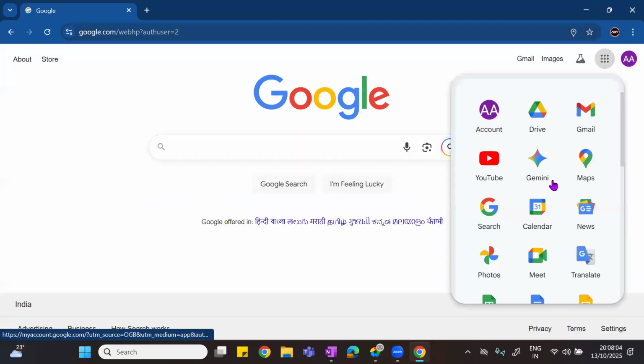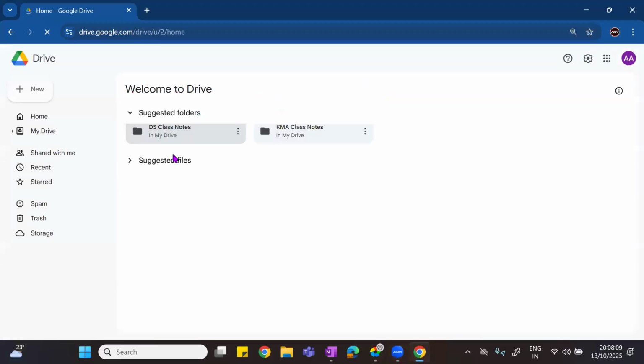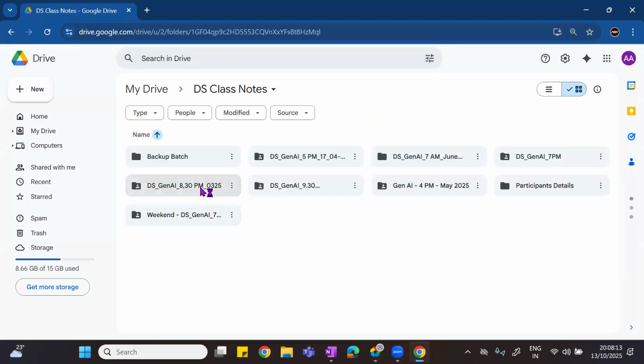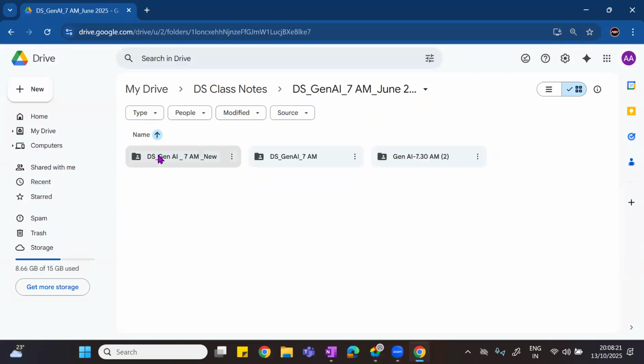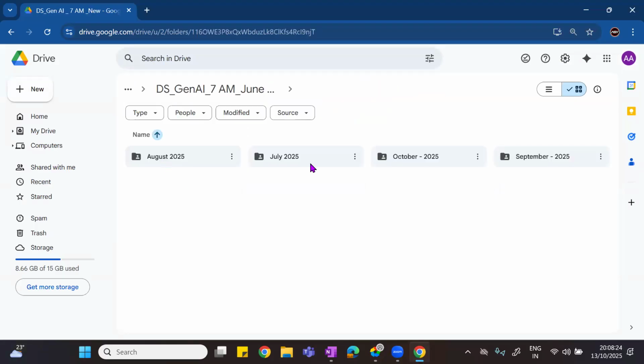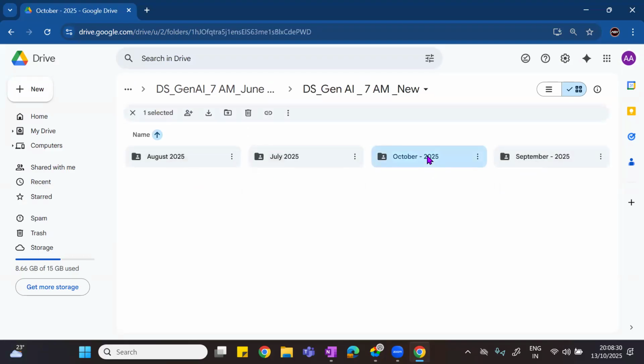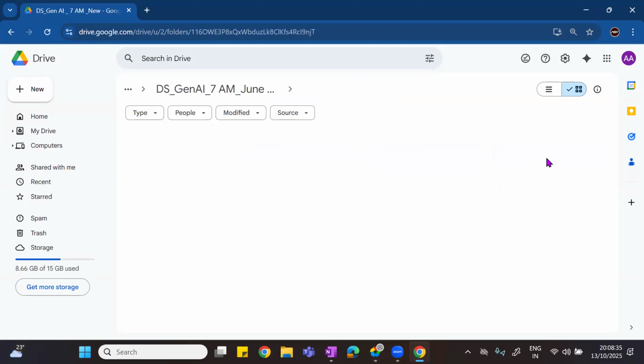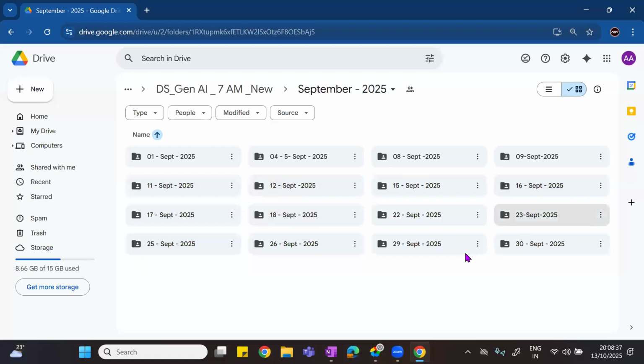Now, these all are my earlier batches, the DURGASOFT batches. You have some of them. Here I can show you, maybe you can take it as the 7 a.m. batch. Here you can see the first one, August month, July, September, and October. On the daily basis, you will be given the notes. Like you can take the September month.